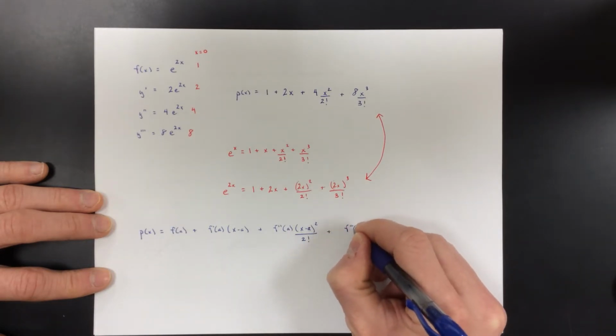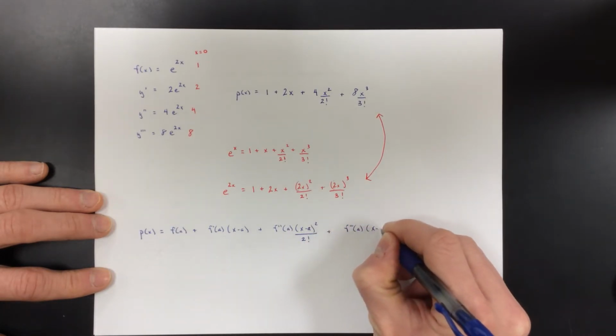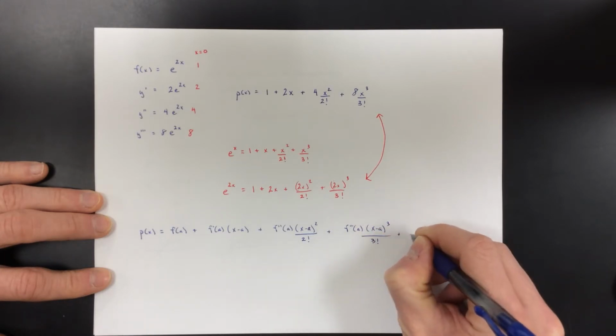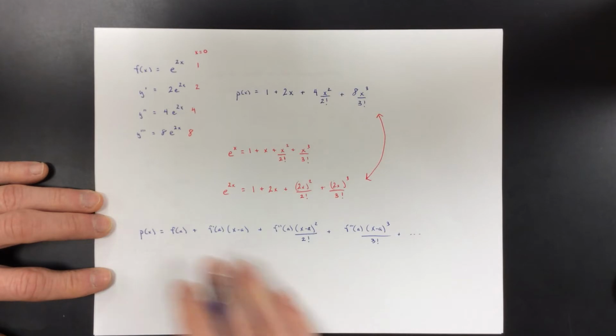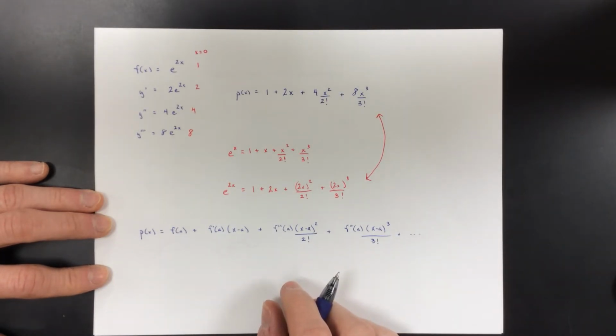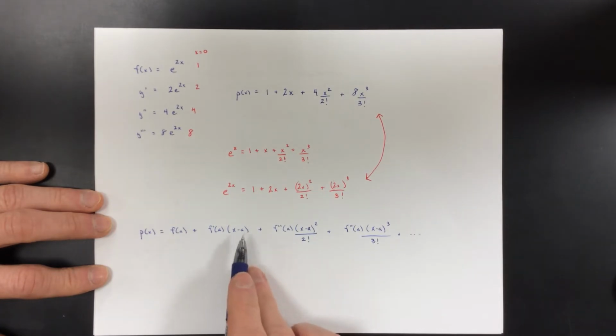Plus the third derivative of a, x minus a cubed over 3 factorial, plus dot, dot, dot. And I can do that forever. The more terms you use, the better your approximation will be. All right, let's do an example where we're building it, where we're centering it somewhere other than a.